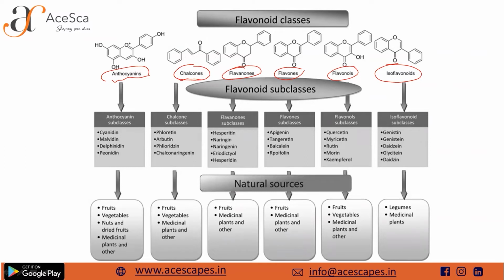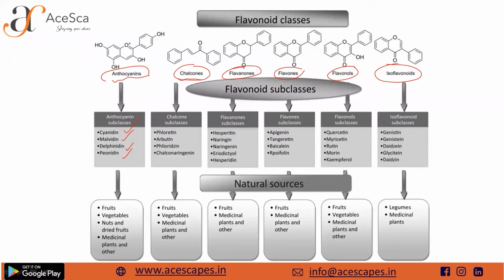So which are the major components which come under the flavonoids? Anthocyanin, chalcones, flavanols, flavones, flavonols, and isoflavonoids. And these are examples of compounds which come under the anthocyanin class. That includes your cyanidin, malvidin, delphinidin, peonidin. So these are the compounds under anthocyanin.